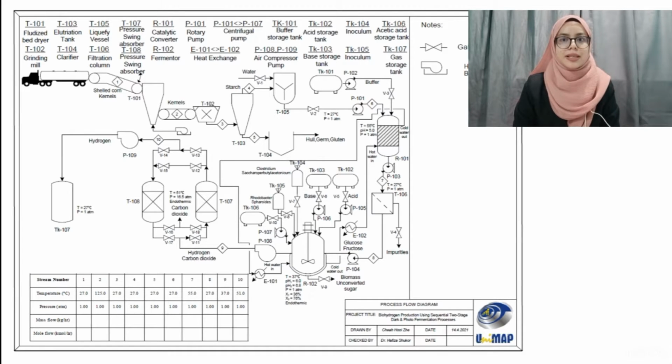The next step is separation of hydrogen and carbon dioxide. It consists of absorption and desorption. At high temperature, carbon dioxide will be absorbed by the system and allows the hydrogen to flow out. Once all the hydrogen gas flows out, the carbon dioxide gas will be desorbed by the system. The hydrogen gas is stored in TK107.